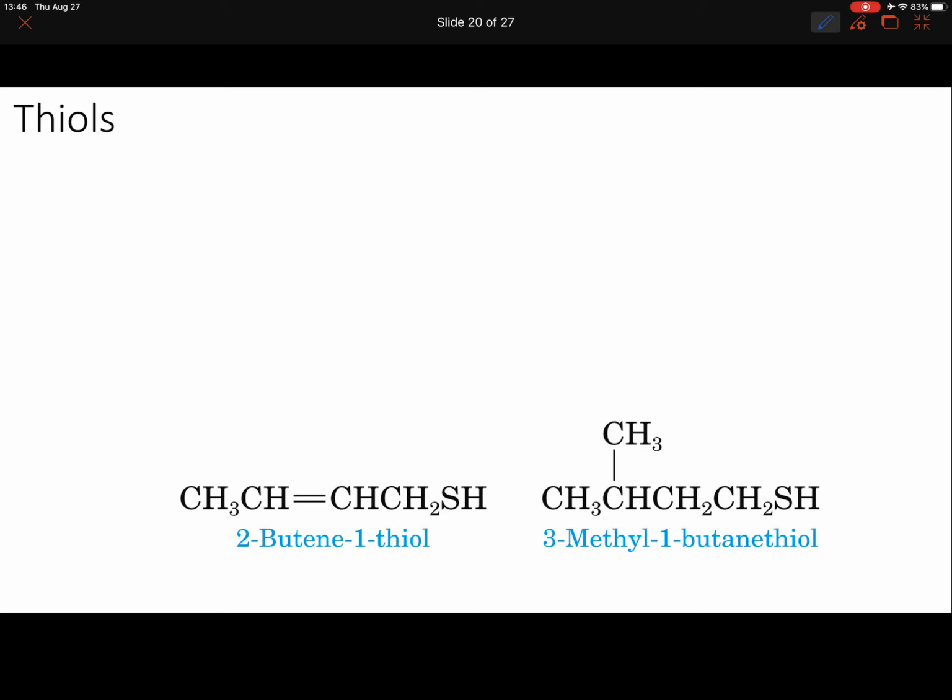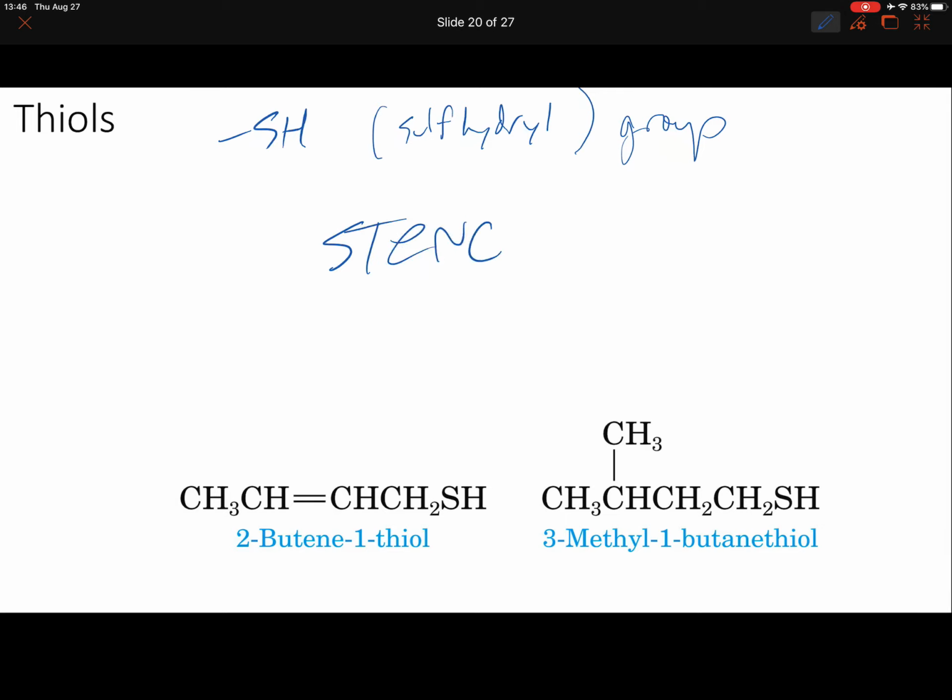Let's talk about thiols. Thiols are compounds that contain what we call a sulfhydryl group, an SH. The most outstanding property of low molecular weight thiols is their stench. Does that come across as stinky? They're responsible for the smells from rotten eggs and from sewage. The scent of skunks is due primarily to these two thiols in particular, 2-butene-1-thiol and 3-methyl-1-butanethiol. Yeah, this is skunk right here.